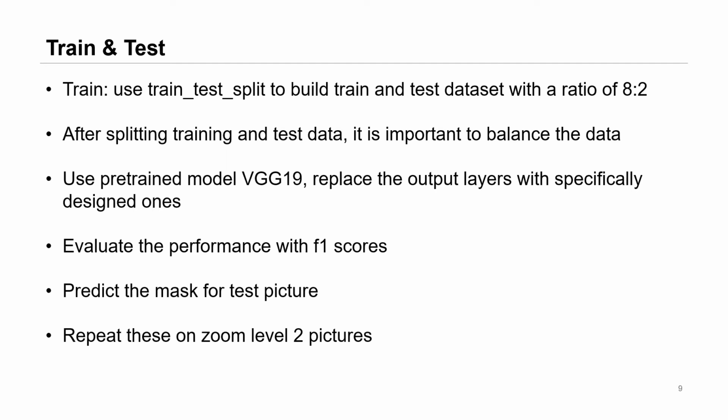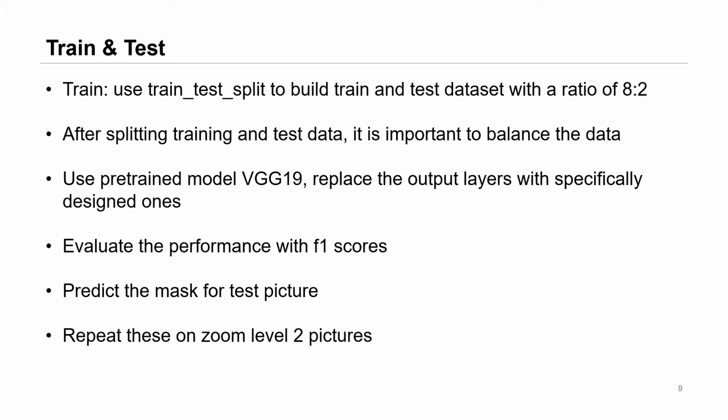Next, we come to the train and the test. First, I use the train test split method to build the train and test datasets with a ratio of 8 to 2. 8 means the training set size and 2 means the test data size. After splitting them, I also need to balance the data. The picture can be really large, but the masked part, which means the cancer parts, can be really small compared to the whole picture, and this leads to imbalanced labels. To balance that, I performed some other methods which will be shown in the following.